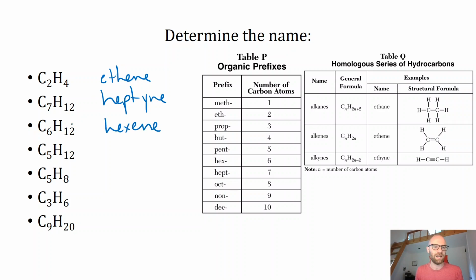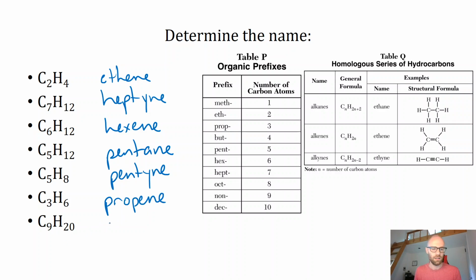Notice that heptyne and hexene and pentane all contain the same number of hydrogens, but we don't really name it that way. We really just concern ourselves with what family it belongs to and how many carbons are present. So then this would be pentyne. This would be propene and nonane. Nonane? I'm not sure how to pronounce it.